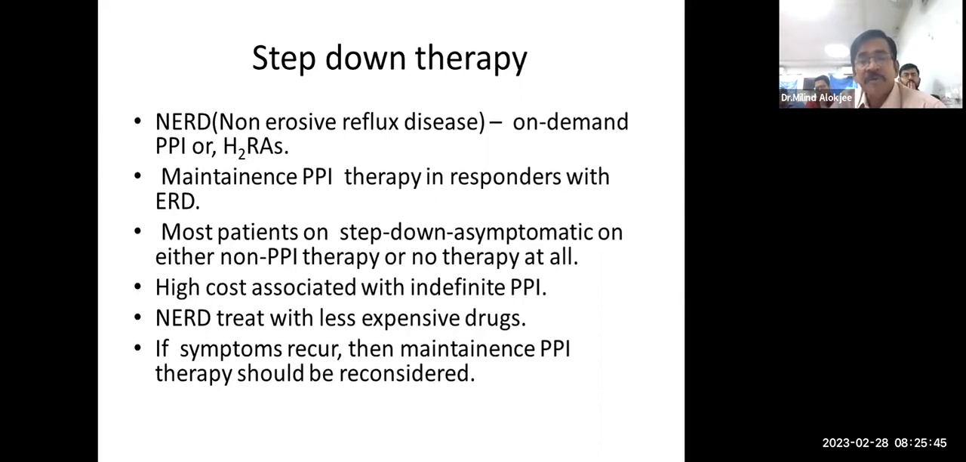Most of the patients who respond initially to the PPI therapy remain asymptomatic on step-down therapy or no therapy at all. One has to consider the high cost associated with indefinite PPI use. If symptoms recur, then maintenance PPI therapy should be reconsidered.